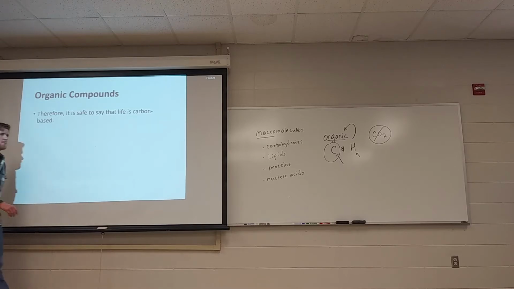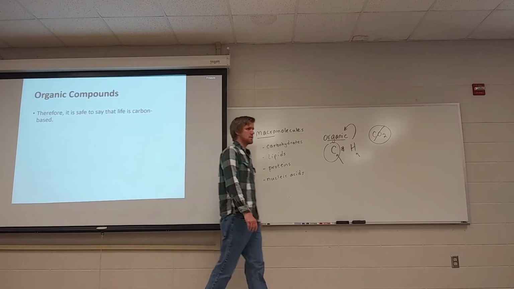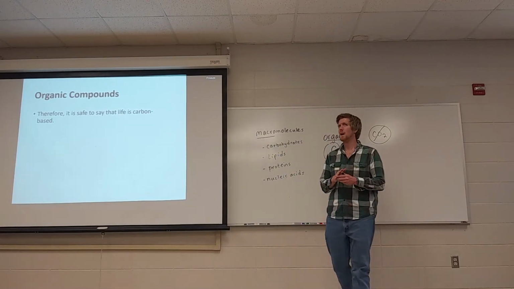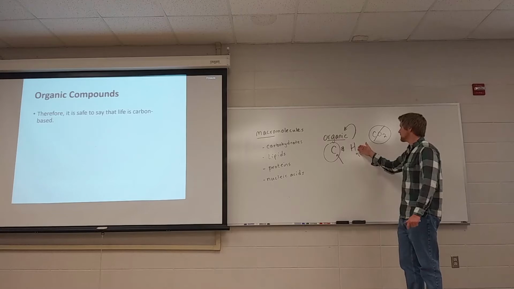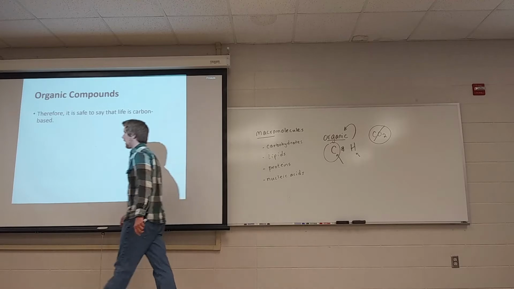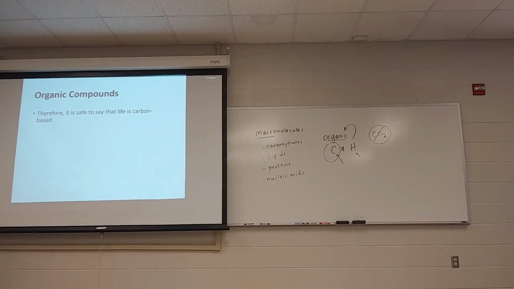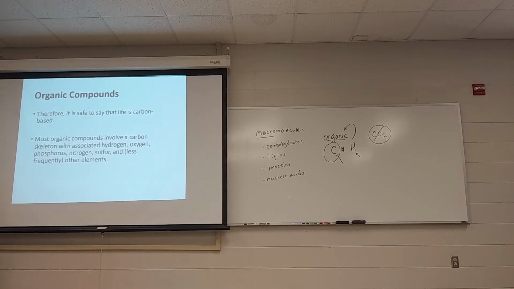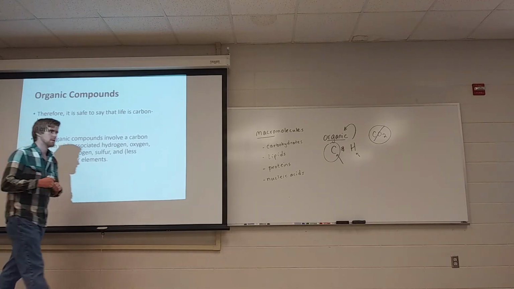The bulk of material matter in living organisms consists of carbon, lots of associated hydrogens, and a couple other commonly occurring elements. If you remember from the last couple lectures, oxygen and nitrogen are going to be pretty abundant in life, but there's also going to be phosphorus, sulfur, and other such things associated as well. So most organic compounds involve kind of this skeleton of carbons.